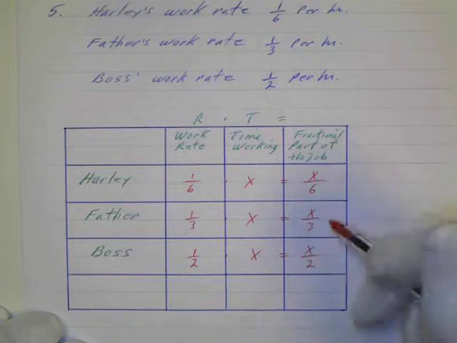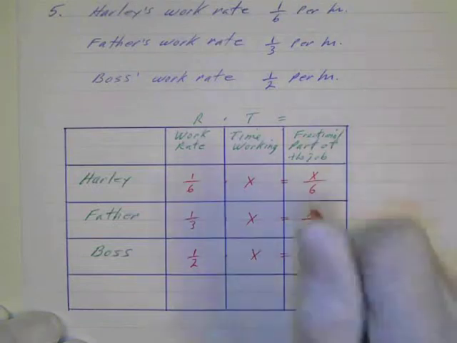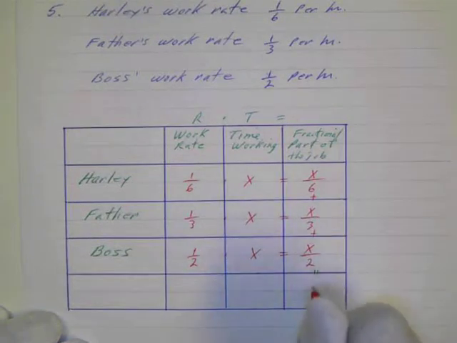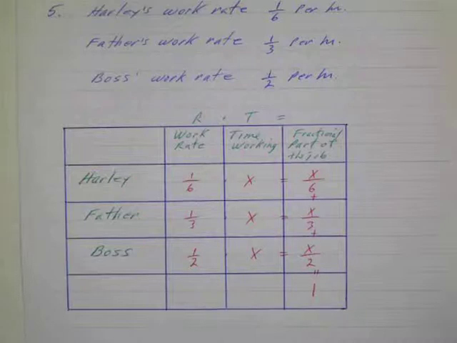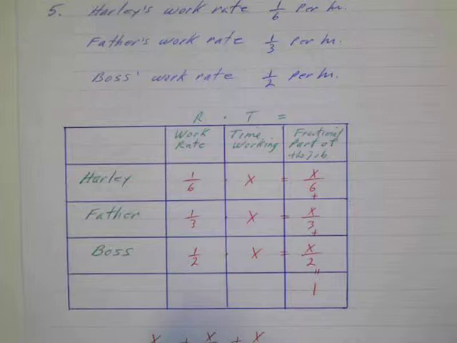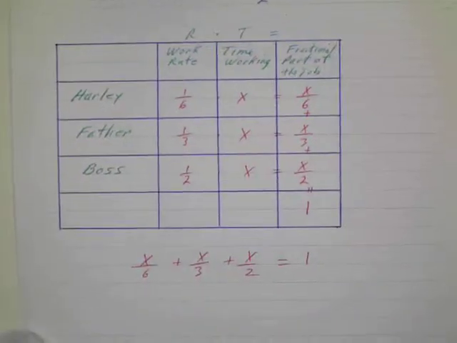And all these fractional parts of the job will add up to be one whole job. Because these are all fractional parts, and if we want one whole job, they add up to be 1. So there's your equation, in that last column: X over 6 plus X over 3 plus X over 2 equals one whole job. All those fractional parts will add up to be 1.